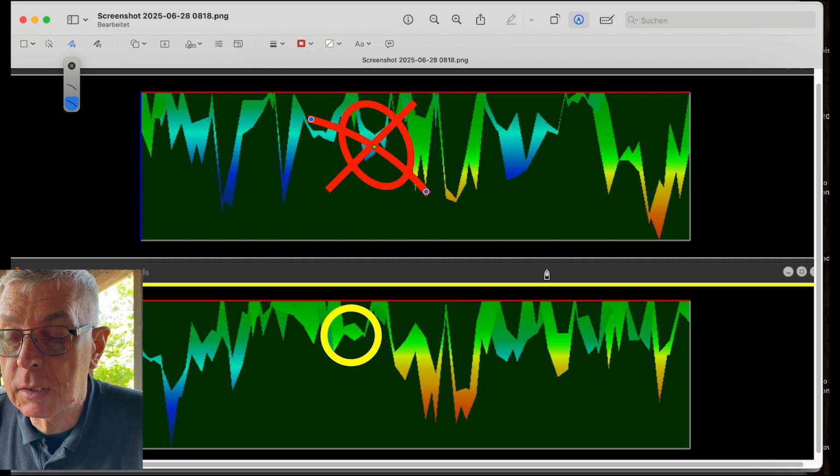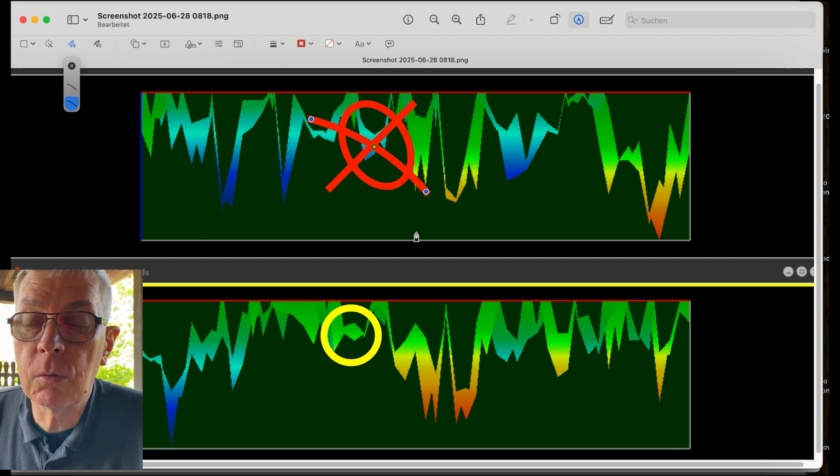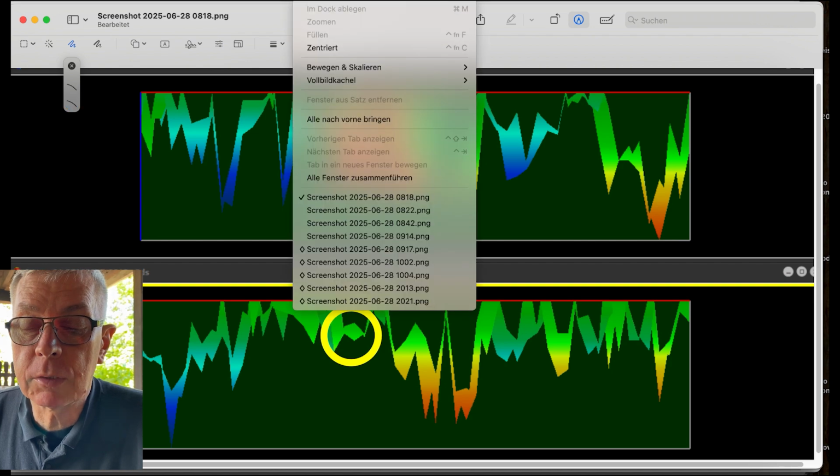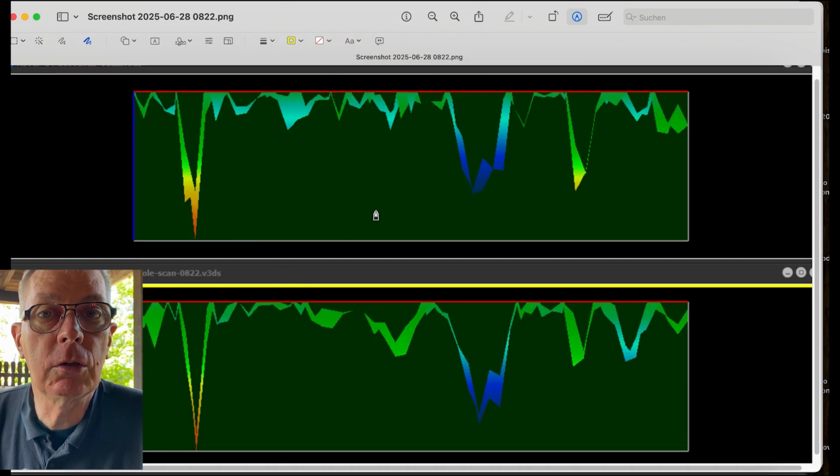Moving over here on the side, I'm not seeing anything that's really interesting. I am going to continue on to the next scan. So that was number 818. Now I'm going to be down to number 0822.